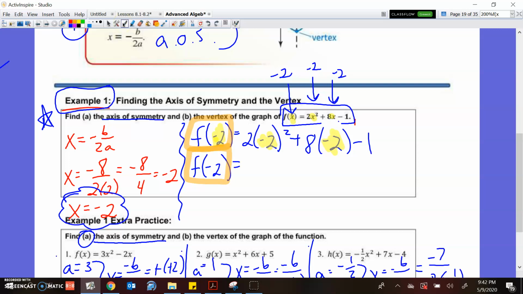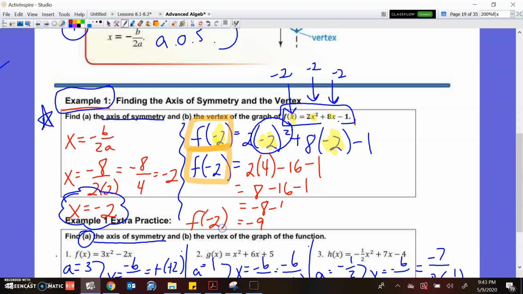But this part here, I can go to simplify. So doing exponents first, negative 2 squared is going to give me 4. Now I have 2 times 4. Now 8 times negative 2 is negative 16 minus 1. All right, continuing that further, 2 times 4 is 8. 8 minus 16 minus 1. 8 minus 16 is negative 8 minus 1, and I get negative 9. So my answer is f of negative 2 equals negative 9.